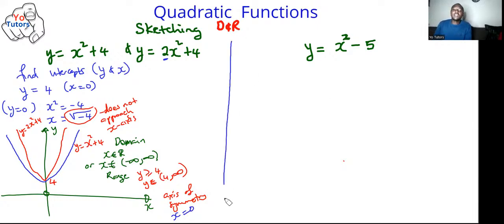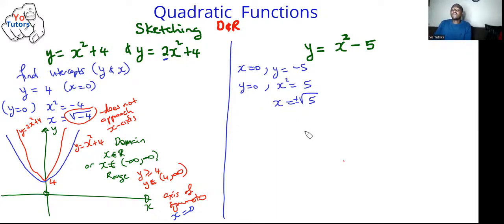Now let's look at the other graph. What we have here is x squared minus 5. We can find our y-intercept when x is equal to 0. When x is equal to 0, y is equal to -5. So that is our y-intercept. And what about the x-intercept? When y is equal to 0, we see that x squared is going to be equal to 5. Now we can find the root of that, so x is always plus or minus root of 5.